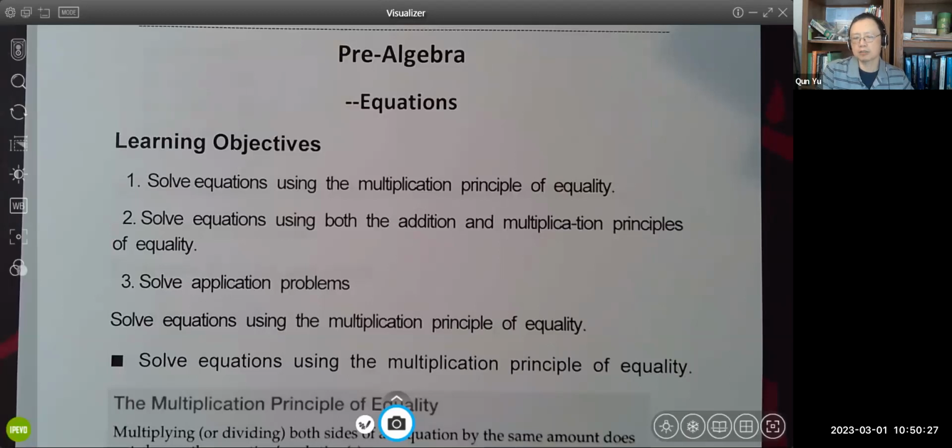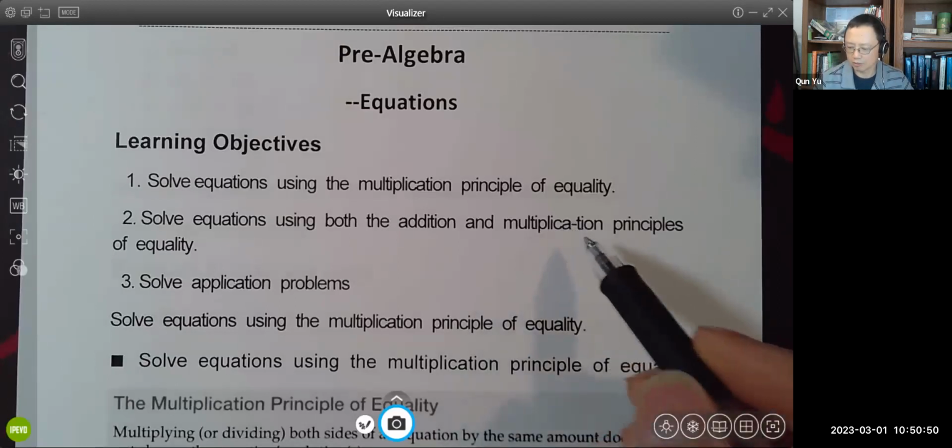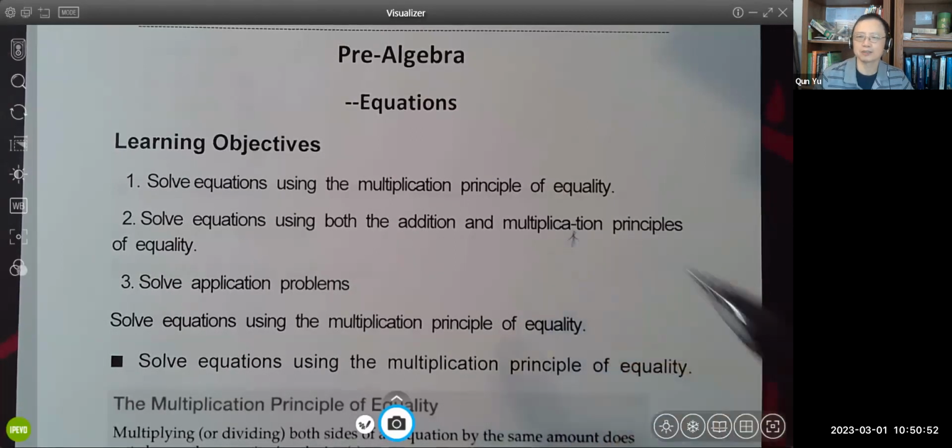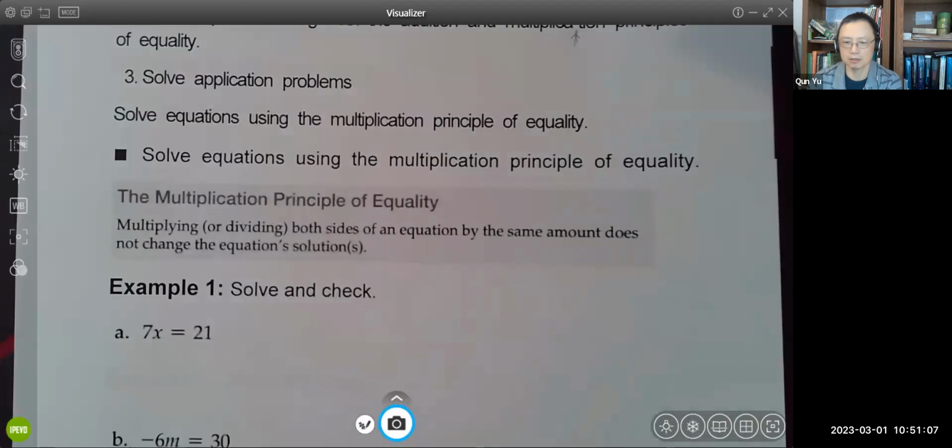Actually, from the last video, you know that we can do many different operations as long as we do the same operations on both sides of an equation, and the equation will stay equal. So very good. Now, second objective is that we are going to use both addition and multiplication principles of equality. And then in the end, we are going to look at some application problems involving setting up the equation and solving it. Okay, let's look at this one by one.